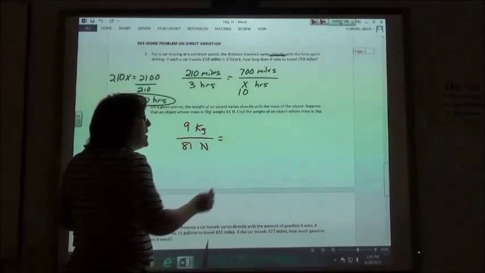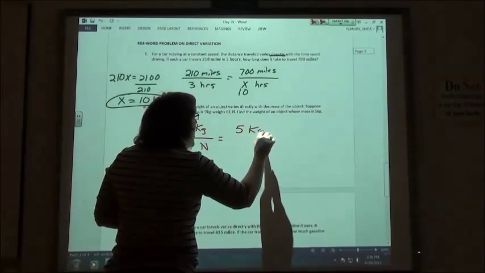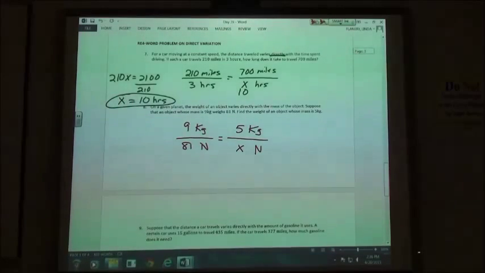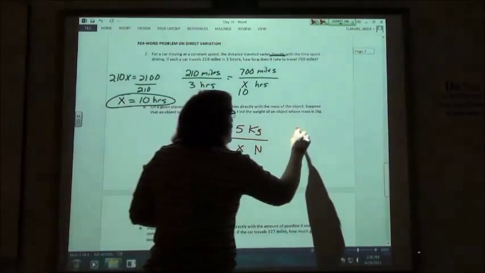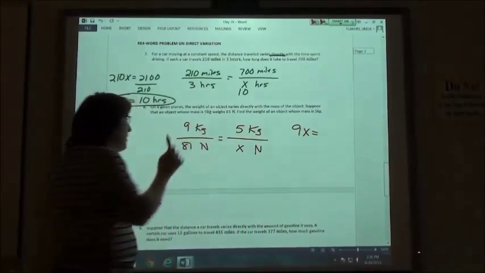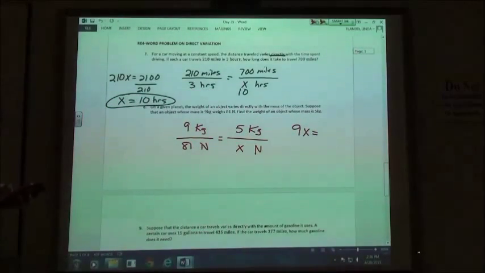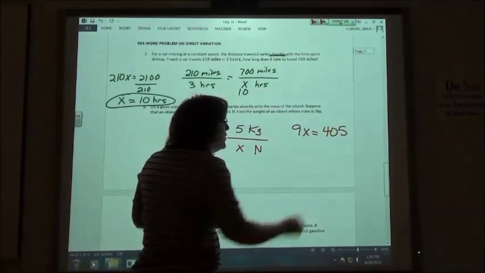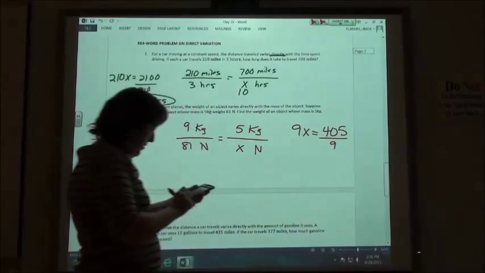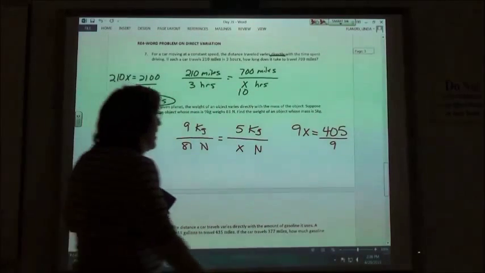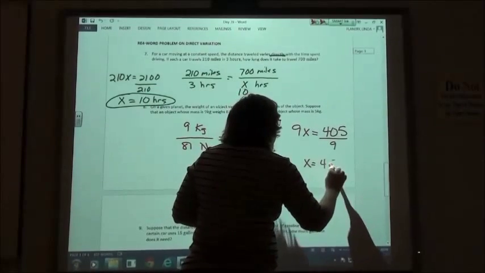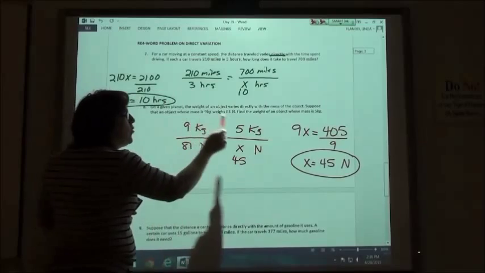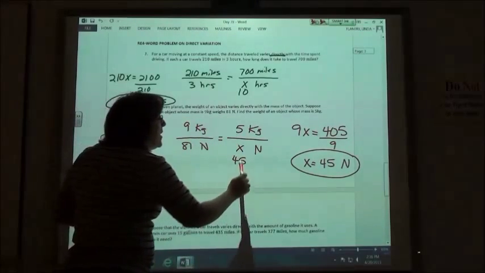My kilograms are on top here, so I have 5 kilograms. I'm trying to find out how many newtons. I'm going to cross multiply. 9 times x would be 9x. 5 times 81, 405. In order to solve that, we're just going to go ahead and divide by 9. 45. So my kilograms went down, so did my weight.